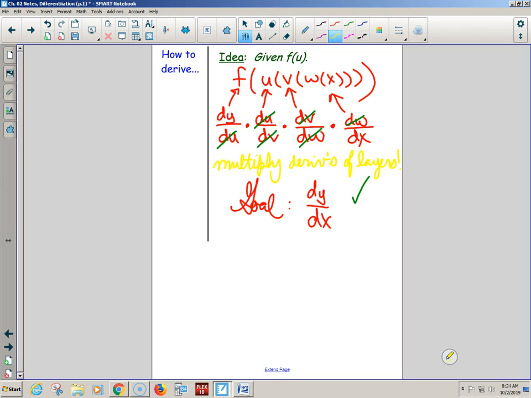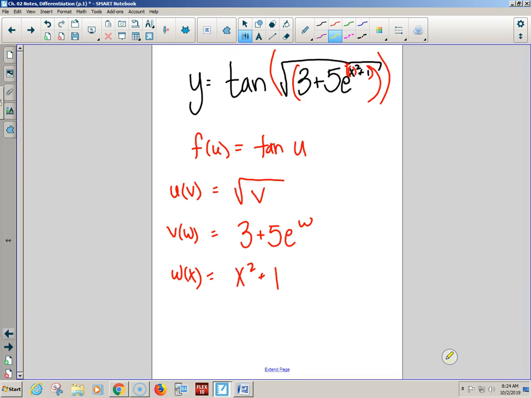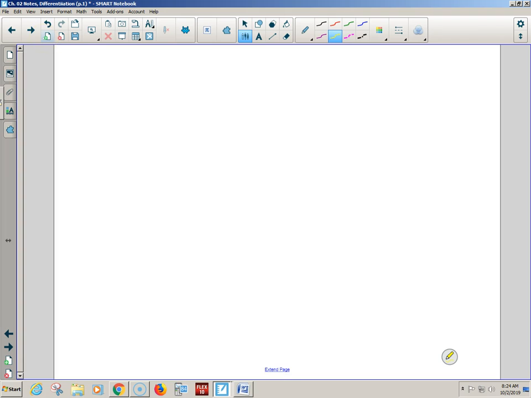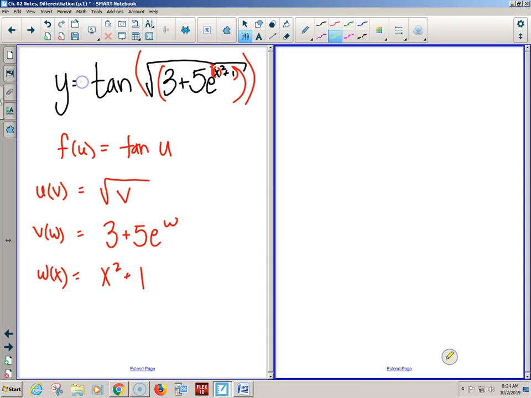Given this idea of the chain rule, let's start working it out as far as making it simpler for smaller problems. If we were to take this technique of deriving the layers, who do we need first? We need f of u's derivative, right? So f prime of u, to get our dy du, we need to go ahead and find f prime of u.